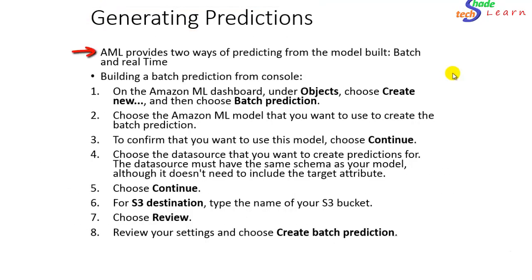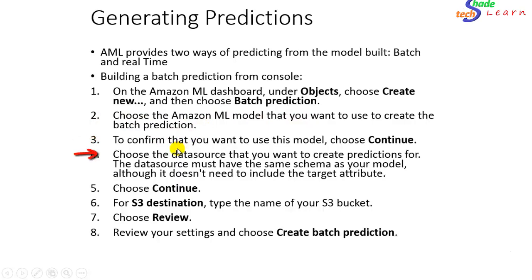AML provides two ways of prediction from the model built. As we have discussed before, we have the batch and real-time predictions available. We will discuss how to build a batch prediction from the console. On the Amazon ML dashboard under Objects, you need to choose create new and then choose batch prediction. Choose the Amazon ML model that you want to use to create the batch prediction. To confirm that you want to use this model, choose continue.